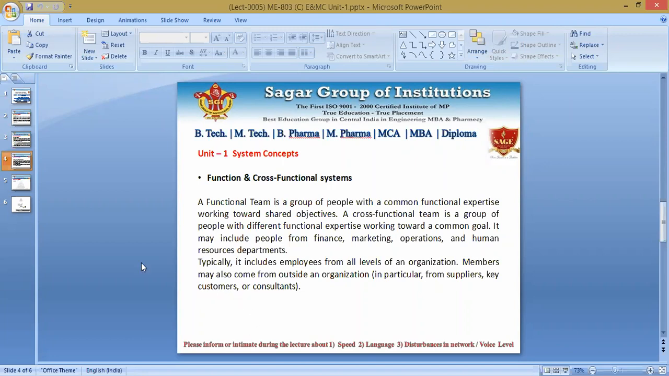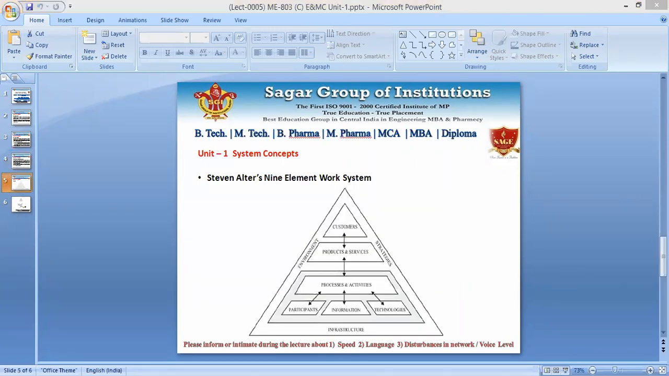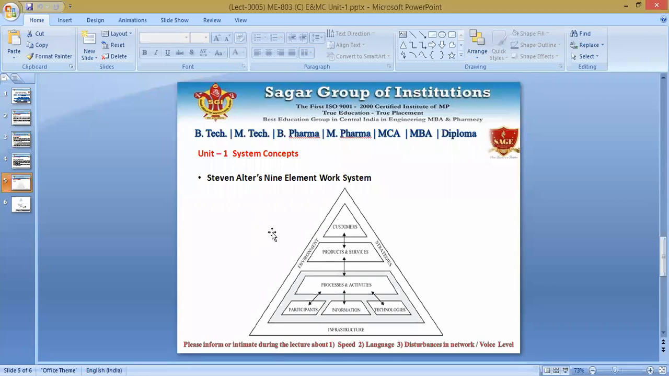Now comes the last topic of our unit 1, and unit 2 is a little small, so we'll complete within 2-3 days, no issues। बहुत बढ़िया, सिंपल है। मैनेजमेंट क्या है, मैनेजमेंट के प्रिंसिपल्स क्या है, उसमें प्लानिंग कैसे कैसे होती है, कुछ थ्योरीज हैं 2-3 तरह की, दैट इज मोर देन एनफ। Then comes the Stevens Alter 9-element work system. Now, what is that exactly?